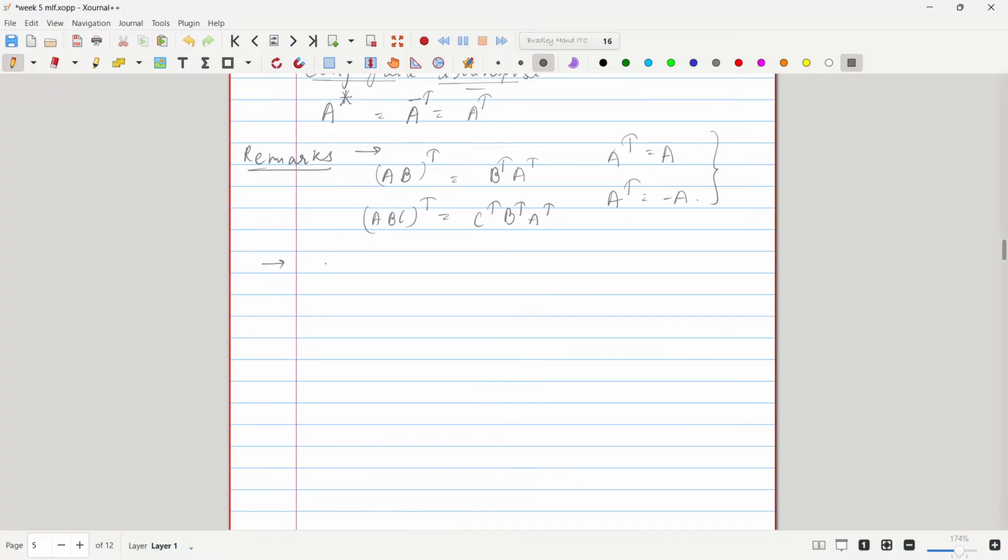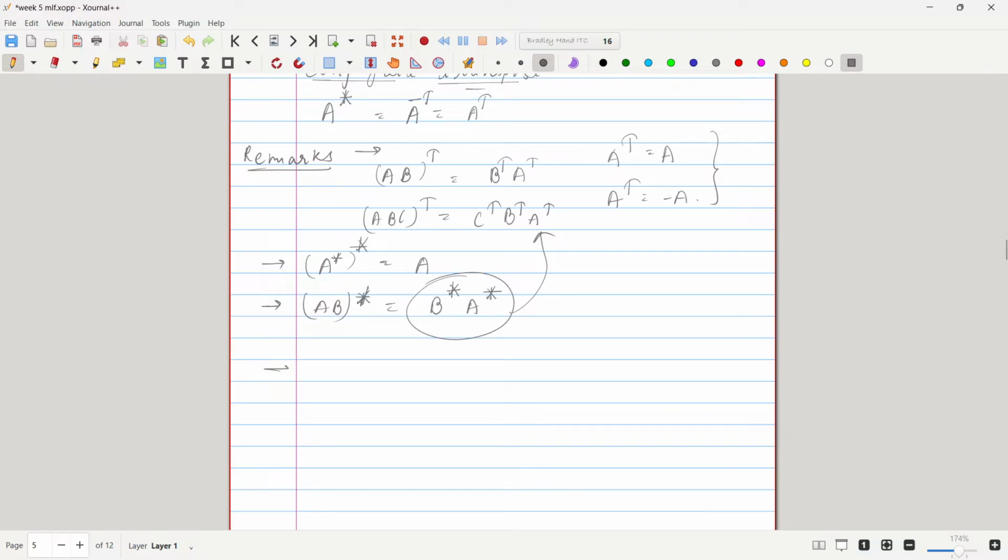If I take the conjugate transpose and then again take the conjugate transpose, this will return the original complex vector. And the third one: AB whole conjugate transpose will be equal to B conjugate transpose times A conjugate transpose, same like this symmetric property.